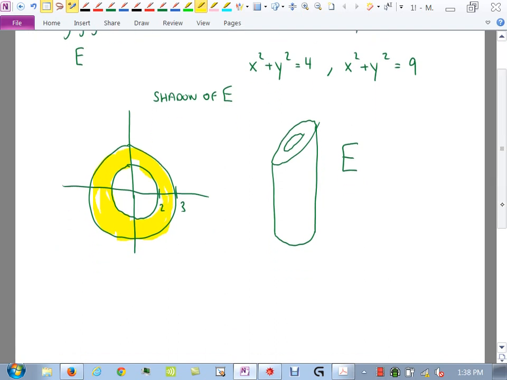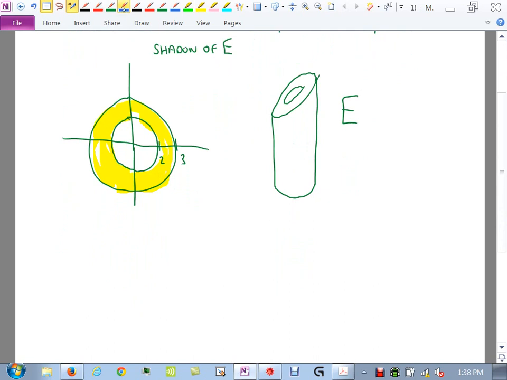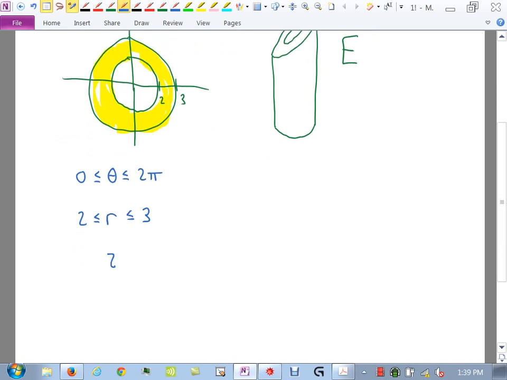So let's talk about some restrictions here. I know that in that two-dimensional shadow of E, my theta is between where and where? 0 and 2 pi. I know that my radius is between what? 2 and 3, right? Now, the only question left is to figure out what z is stuck between. Well, z is stuck between 0 and that plane.